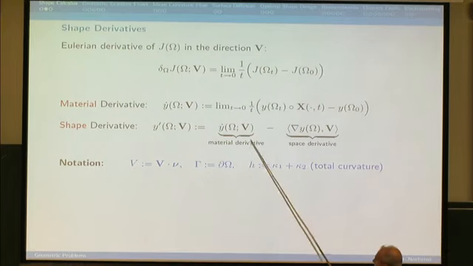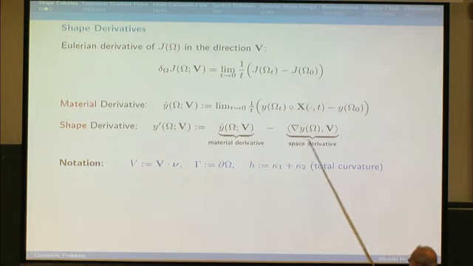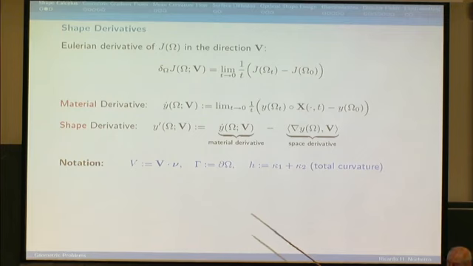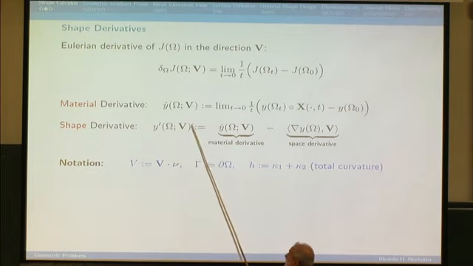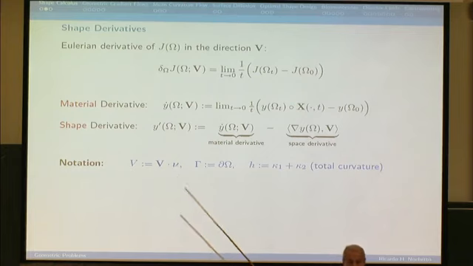Okay, if you subtract from it the space dependence, typically what people do in continuum mechanics or fluid mechanics, this is the partial derivative in time, which in this context I'm going to call the shape derivative. And it has to do only with the deformation of the domain and not with the flow, with the velocity.